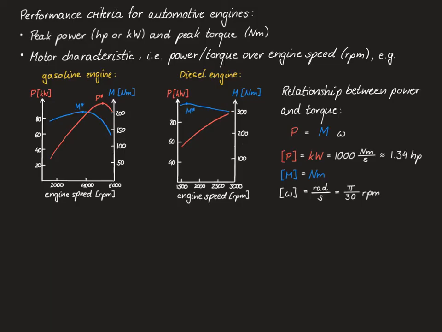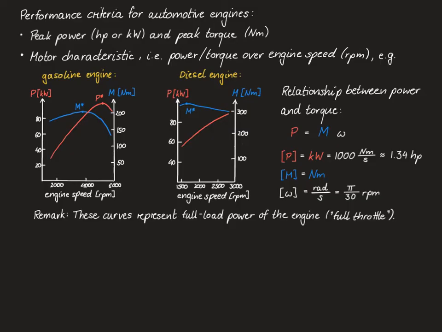However, in the automotive field, there are many different units being used, which cannot all be listed here, so we only choose the most popular ones. Very popular is the use of horsepowers for the power of an engine, where 1 kilowatt amounts to approximately 1.34 horsepowers. And it's also very popular to use rotations per minute for the engine speed, and 1 radian per second amounts to 30 over pi rotations per minute. One additional remark to keep in mind when you look at these curves is that they represent the full load power scenario of the engine, or colloquially speaking, the full throttle scenario.